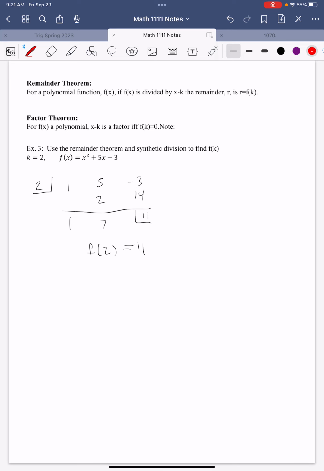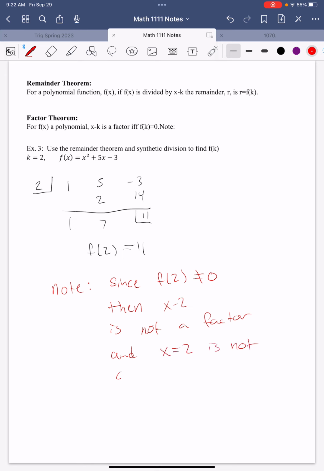And then I want to note that since f of 2 is not equal to 0, then x minus 2 is not a factor, and x equals 2 is not an x-intercept. So we'll just jot that down. And then also, let's make a note. Looking ahead to graphing polynomials, that f of 2 equals 11 means 2 comma 11 is on the graph.